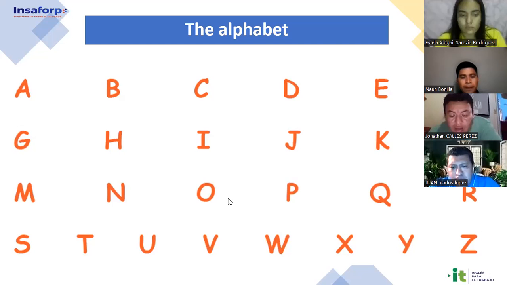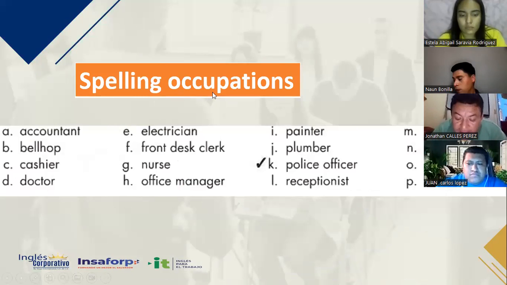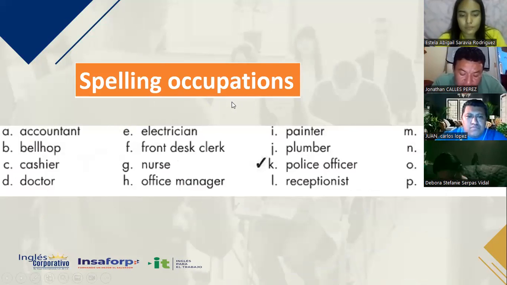Very good. Now, we are going to make some exercises, right? We're going to make some exercises. Look. Here we have some occupations, right? So now I will ask you to spell the names. But before going to the spelling, I will take attendance. Vamos a pasar asistencia, please.